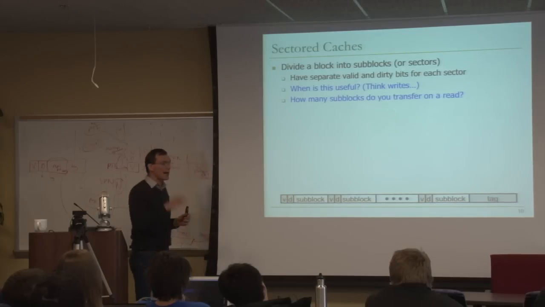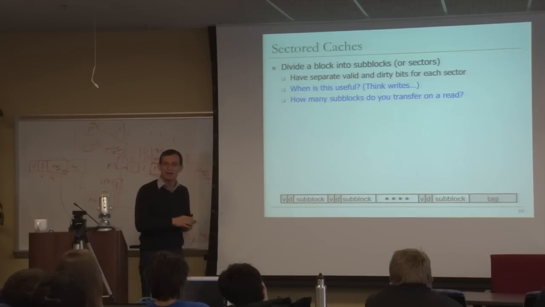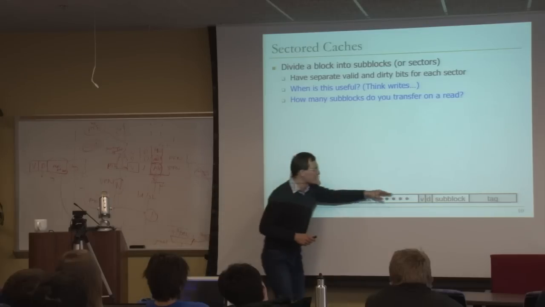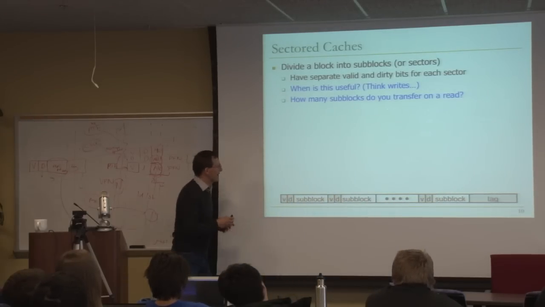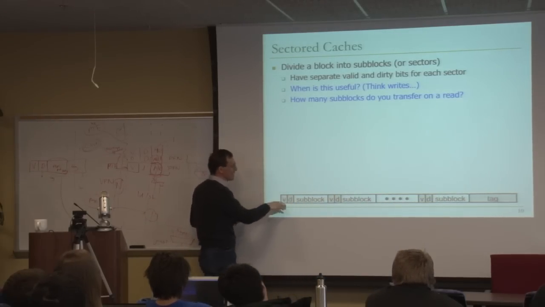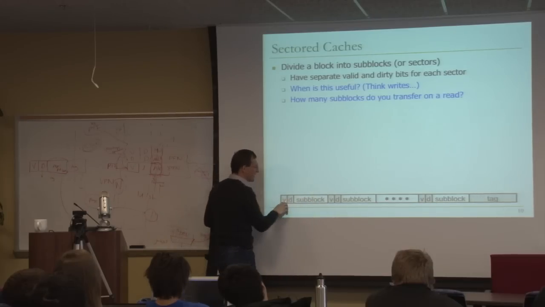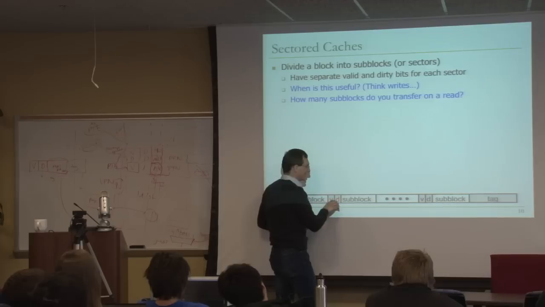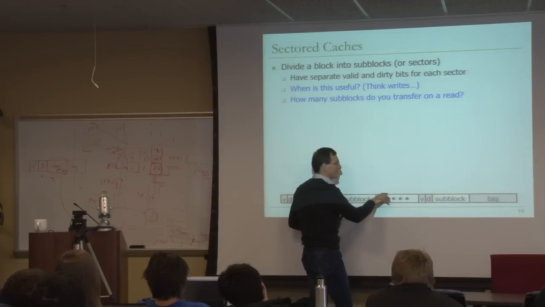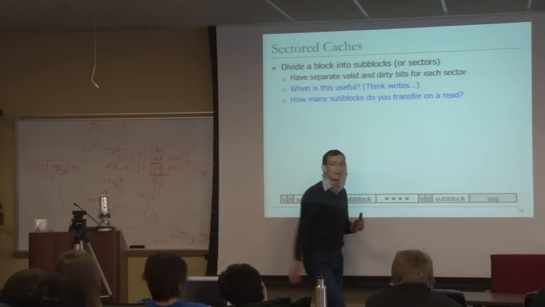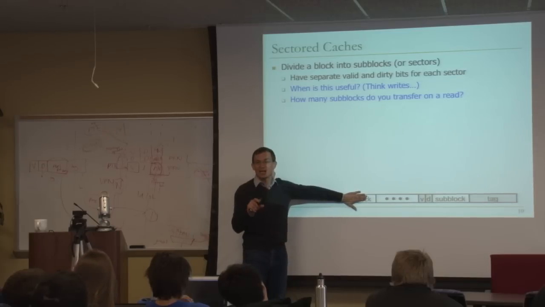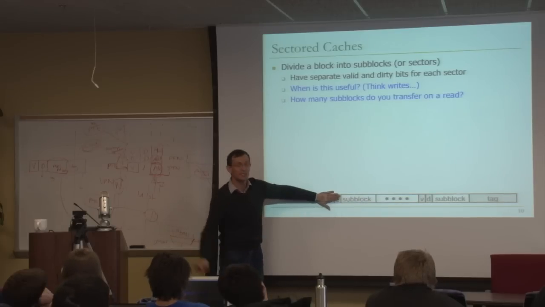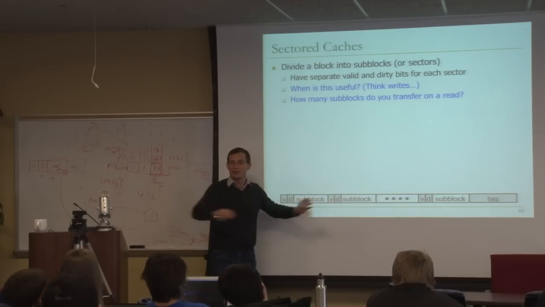Let's say you're writing to an array. You're streaming through memory. And you're writing to consecutive locations in the cache. If you're doing that, now all you need to do is actually write to a sub-block, validate it. Write to the next sub-block, validate it, and make it dirty. Write to the next sub-block, validate, and make it dirty, and so on. You never need to bring in the old data for that particular block into the cache from memory. Because you're going to overwrite anyway.